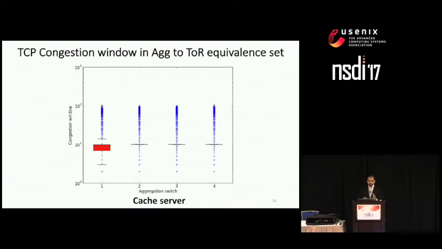So to depict the impact of the induced fault on the congestion window when we use the equivalent set formulation, I have a graph over here. It's a box and whisker plot. The x-axis is 4 categories, 1 for each link from the ag layer to the TOR. The y-axis is congestion window for all of the flows across that link in log scale.